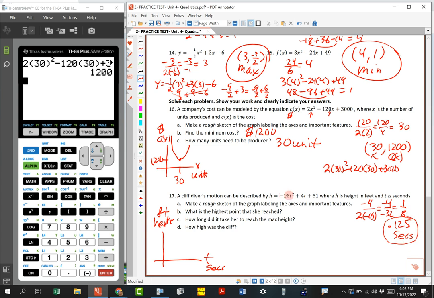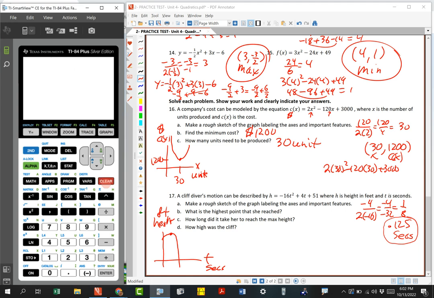And notice that this is a negative. So when the cliff diver jumps off, he jumps off and it goes like this. And let's pretend that's a parabola right there. So we know how long it took to reach that maximum height. So we may need that somewhere, but it says, what is the highest point reached?